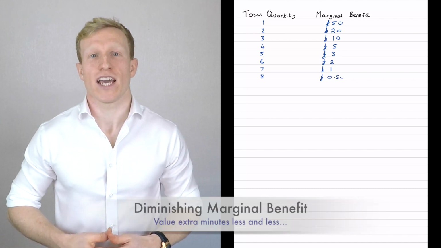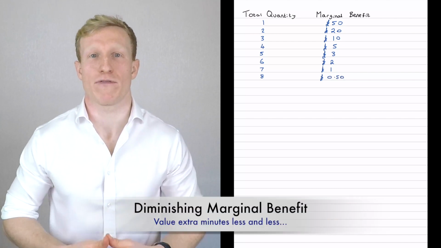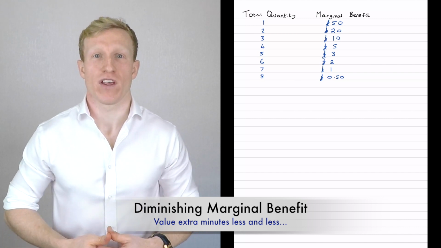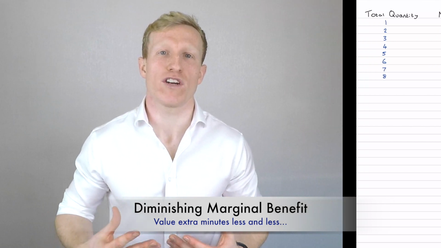Formally, what we're saying is we have diminishing marginal benefit. So the extra benefit that I gain from an extra minute on the phone is much, much smaller if I've already been on the phone for a significant amount of time than if it's the very first minute calling home.